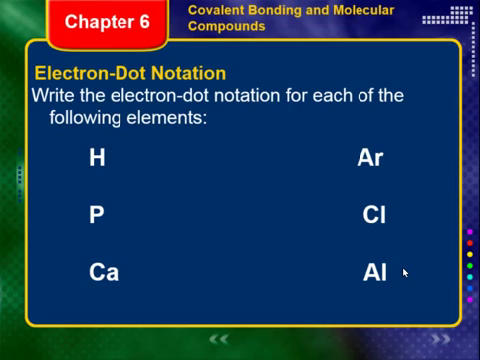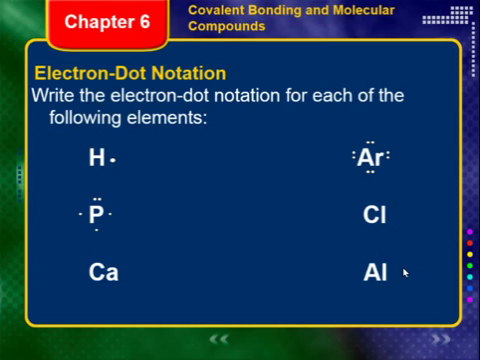All right, see how we did. Hydrogen, being in main group 1, has 1 valence electron. So we're going to represent the electron dot notation for hydrogen as such. Argon, it's a noble gas, so it's going to have 8 valence electrons. We're going to draw 8 dots around argon.